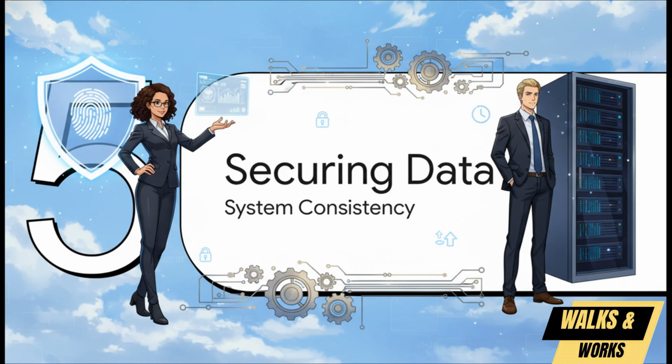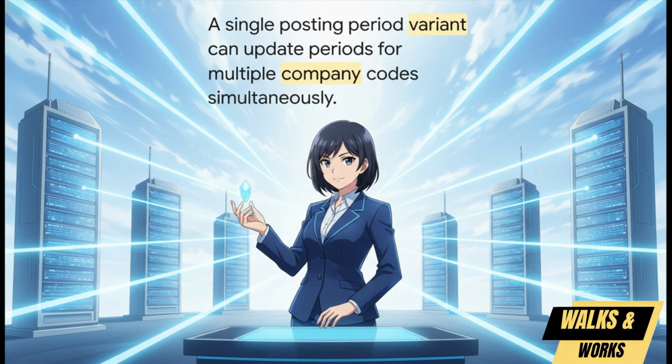Finally, Section 5. Let's talk about securing financial data and maintaining system consistency across a massive enterprise. And this brilliantly illustrates the true power of SAP's architecture, the variant principle. Look, large corporations don't just run on one company code. They might have dozens or even hundreds representing different legal entities all over the globe. Instead of forcing some poor IT admin to manually open and close financial periods for every single company code one by one, which, let's be honest, is a massive risk for human error, SAP lets several company codes share the exact same posting period variant.